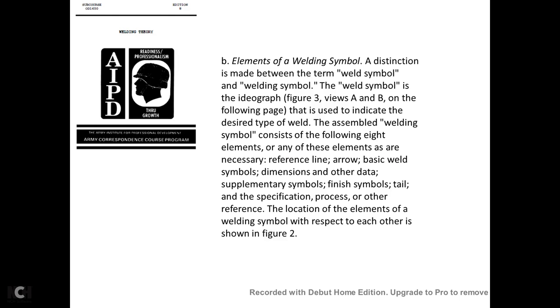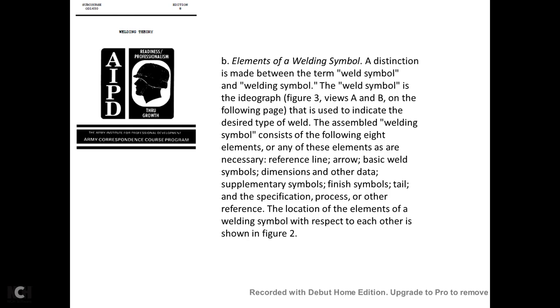Elements of the welding symbol. A distinction is made between the terms weld symbol and welding symbol. The weld symbol is an ideograph that indicates the desired type of weld. The assembled welding symbol consists of the following eight elements: reference line, arrow, basic weld symbols, dimension and other data, supplementary symbols, finish symbols, tail, and the specification, process, or other reference.